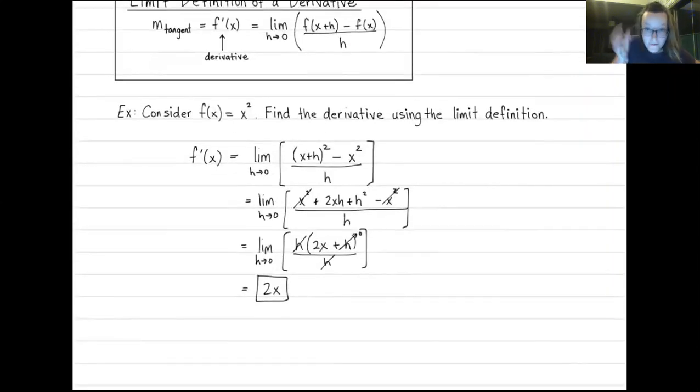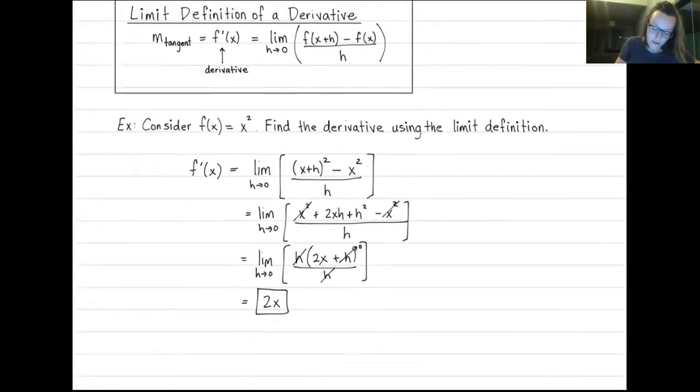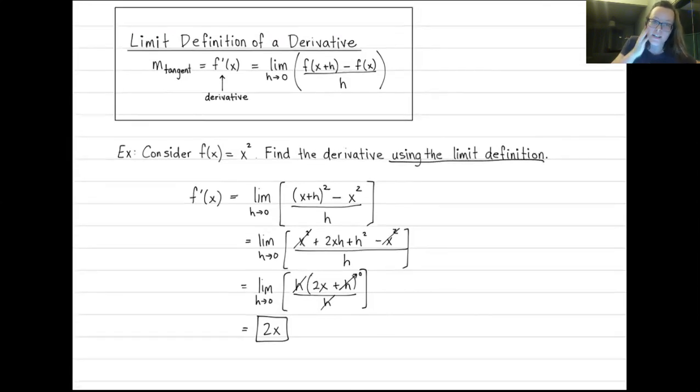If you have taken calculus before and you have talked about derivative rules, you might notice that 2x matches up with what you get using the power rule. If you don't know what that is, there'll be a video just shortly about that. But I think it is important that you can get the derivative using the limit definition. And if I want you to use this long way of doing it, I will say explicitly, using the limit definition, so that you know that you have to use this formula in order to calculate the derivative.